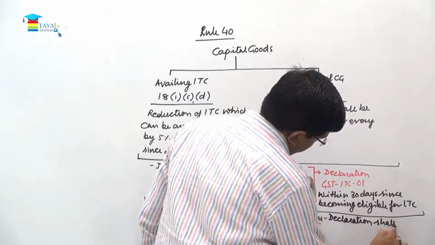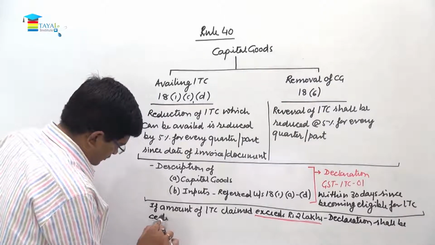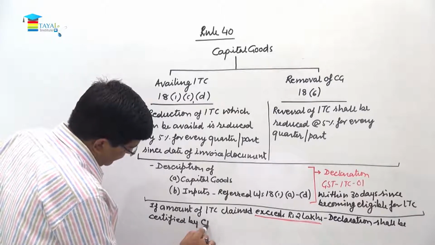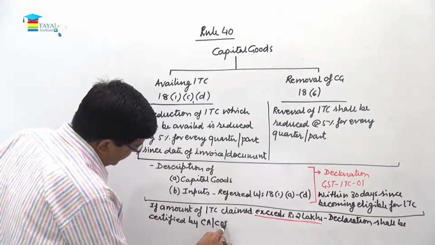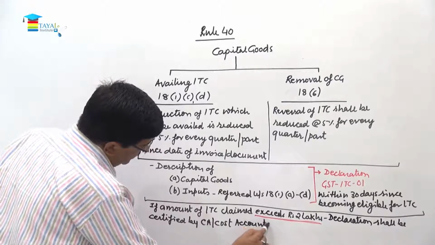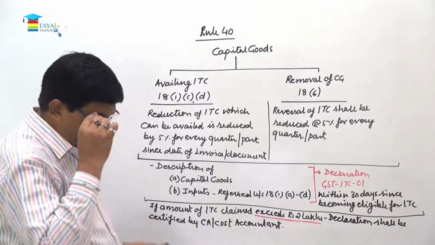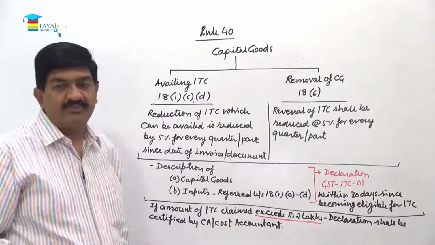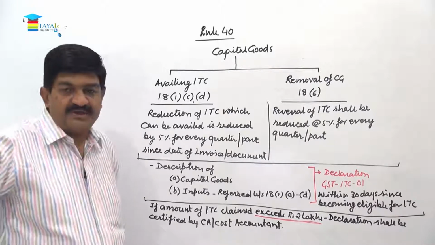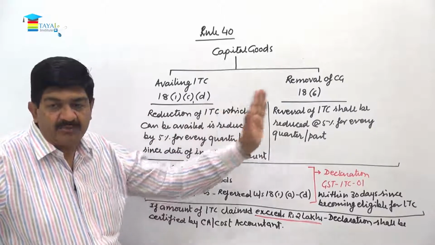The declaration shall be certified by either a chartered accountant or a cost accountant, and of course they have to be a practicing cost accountant or chartered accountant. So friends, in a nutshell, this is rule number 40. This is related to section 18 subsection 1 as well as subsection 6. This is availing the credit and removal.